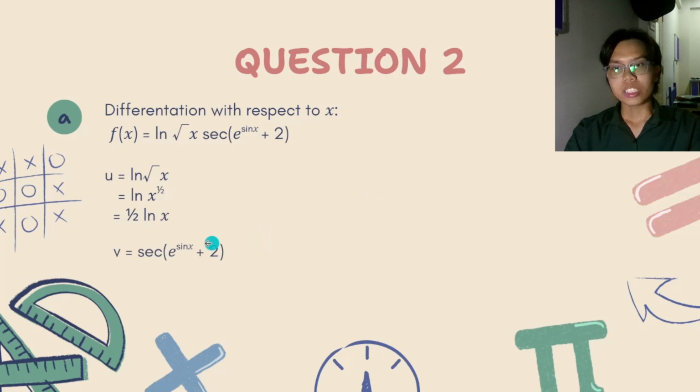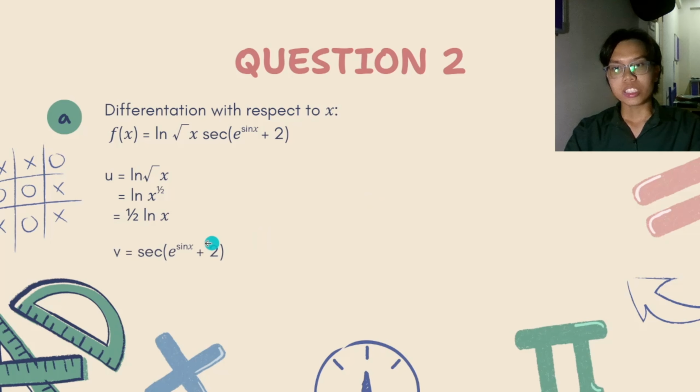So knowing that we have to use the product rule, we will put it in this formula, which is vu prime plus uv prime, and then we will put each value one by one. And for the final answer we will get this, which is secant e to the sine x plus 2 over 2x, plus e to the sine x cos x secant e to the sine x plus 2 tangent e to the sine x plus 2 ln x over 2.